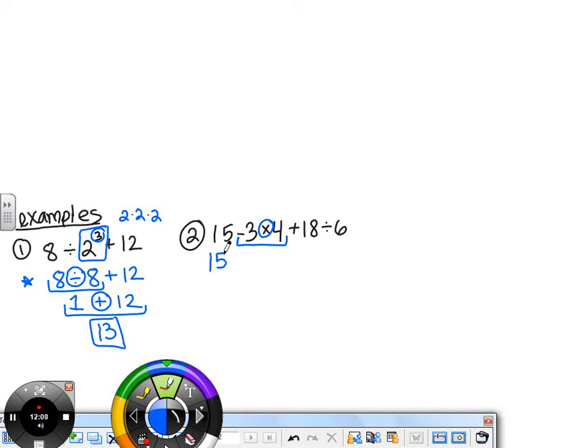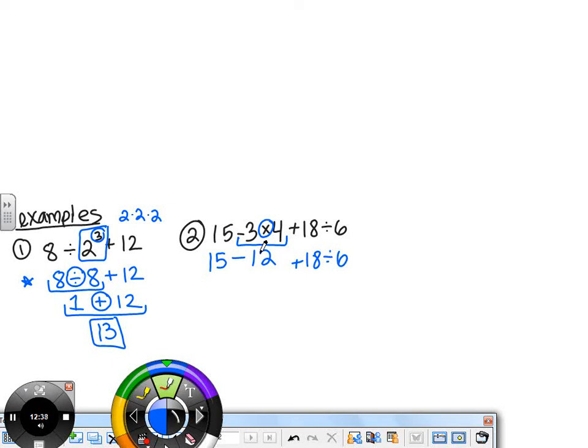There's this 15. There's a plus 18, divided by 6. But I have to do this multiplication right here now. 3 times 4 is 12. And it's like the 3 had a negative in front of it. Remember, a negative times a positive results in a negative. So this is going to be a minus 12 instead of a plus 12.